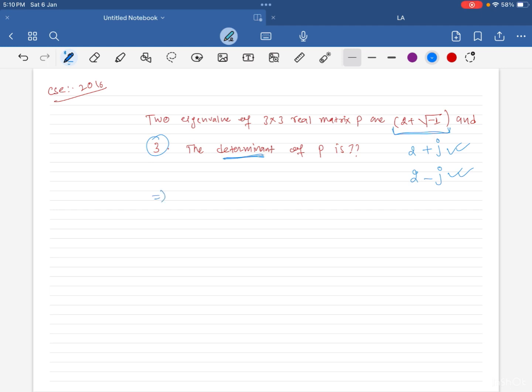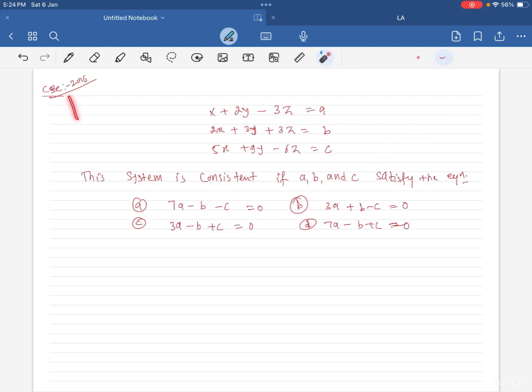What we can do is take the product: 3 into 2 plus j into 2 minus j. That will be the determinant of P. So that will be 3 into 4 plus 1, that is 5, into 3, that is 15. So 15 is the correct answer for this. This question is from Computer Science 2016. Okay, now let's look at this question.